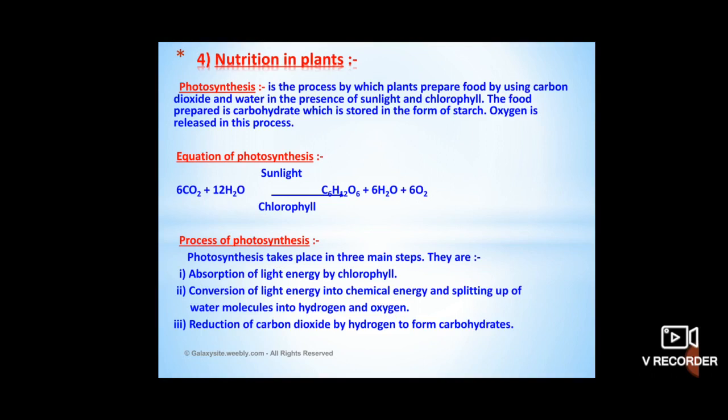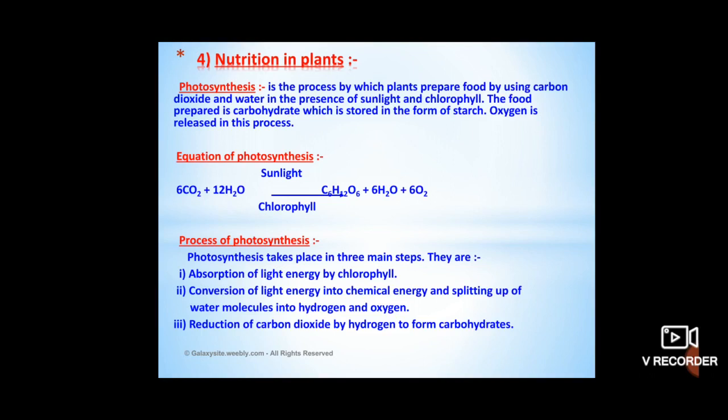So that carbohydrate is the food the plant produces, in the form of carbohydrates or starch, and that only we are consuming in our day-to-day life. So what are the 3 steps involved in the process of photosynthesis? Absorption of sunlight by chlorophyll, conversion of light energy into chemical energy and splitting up of water molecules into hydrogen and oxygen. The third one is reduction of carbon dioxide by hydrogen to form carbohydrates. These are the steps involved in the phenomenon of photosynthesis.